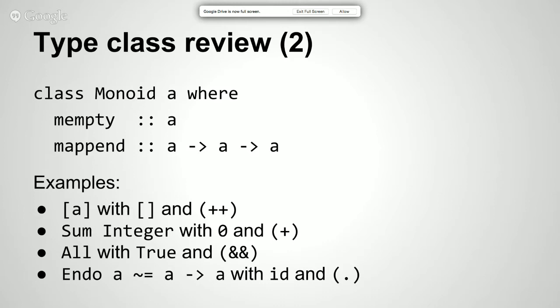And we also have Endo of A, which is a monoid on top of, or isomorphic to, A arrow A functions. And the empty is the identity function, and the append is the composition. Keeping in mind that monoids don't always commute. Some of these monoids do commute, but they don't have to.